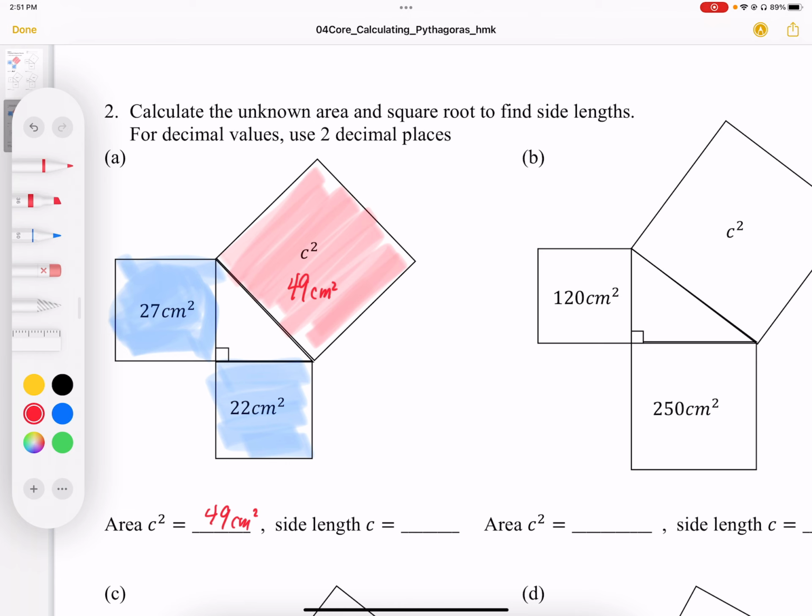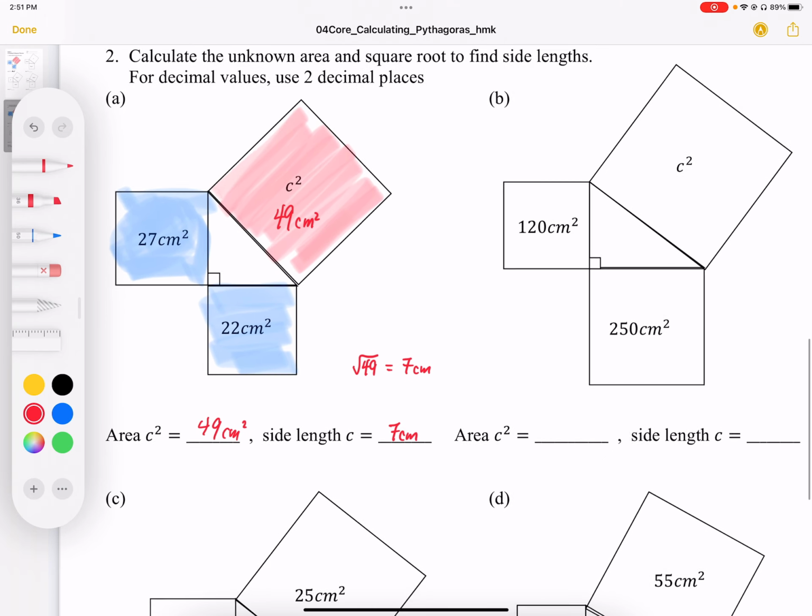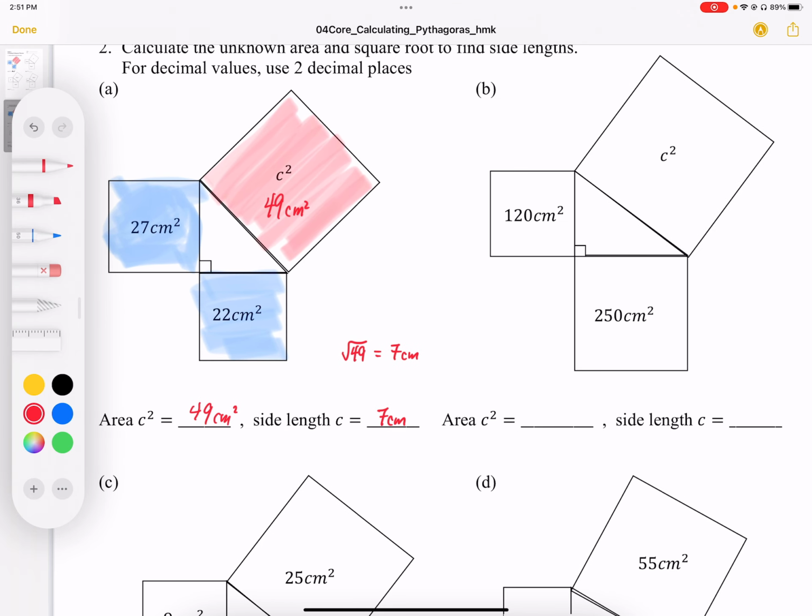Now, this question, we need to figure out the side length. To find side length, we take the square area 49 and we square root it. So on my calculator, square root of 49 works out to be 7. So we know that the length of C is 7 centimeters. Okay, so the area is 49, the length is 7. So I want you to find the area and also the side length.